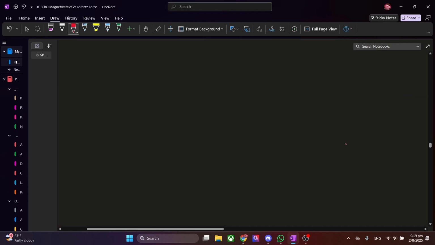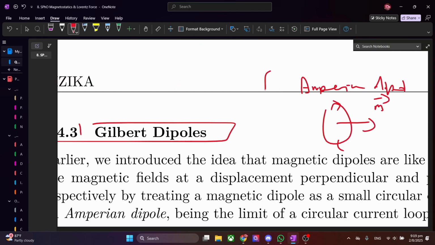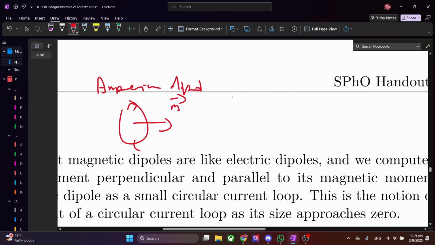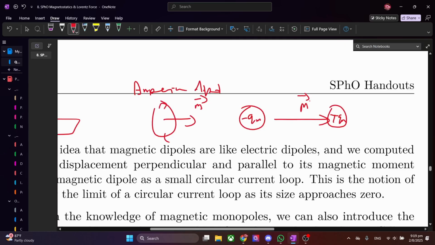Instead, we can also consider a dipole to be two magnetic charges like this, which will denote minus qm. I need to write it bigger. You can denote it as minus qm here and plus qm here. And this has its own magnetic moment like this. As you can see, it's quite clear that it's similar to that of the electricity version.